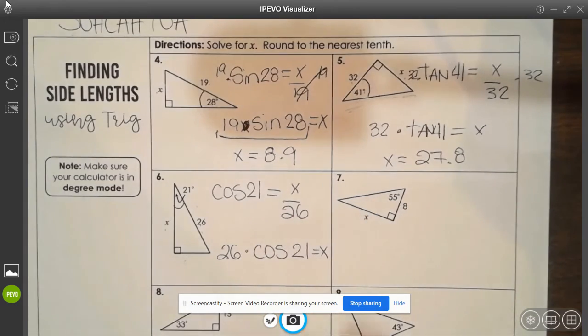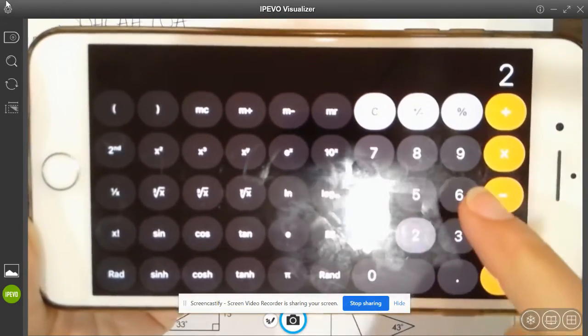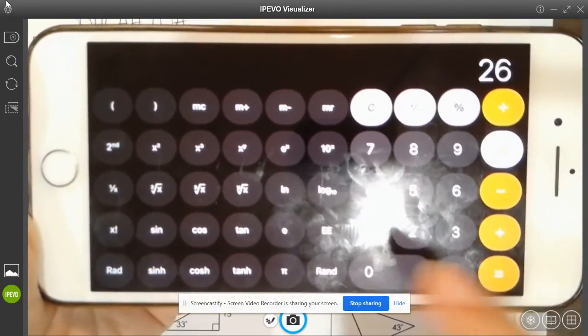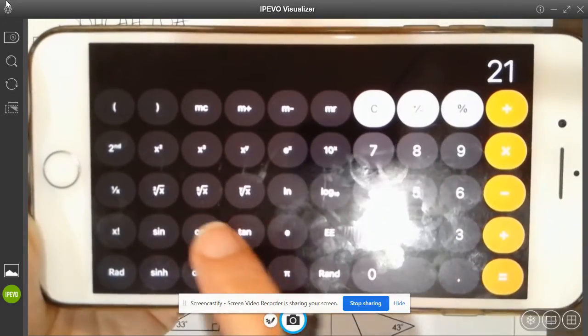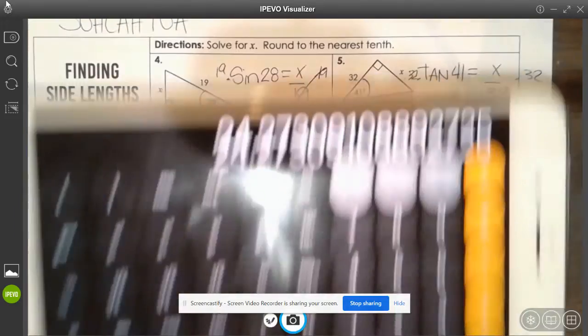And what is that in the calculator? Well, let's do it. So that is 26 times 21 cosine. Press that equal sign, 24.3.